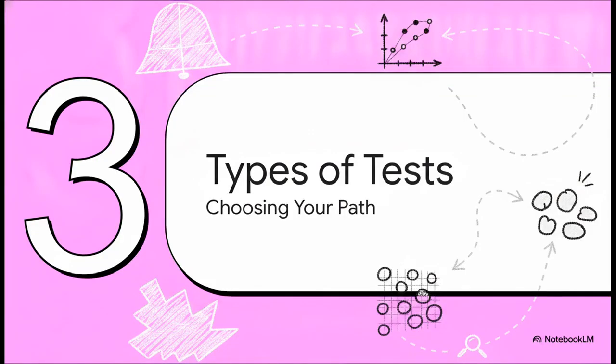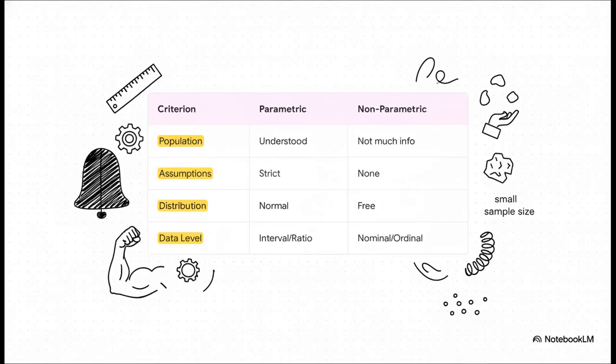Next up, part 3, parametric versus non-parametric tests, choosing your path. Now that we know how to test, we hit a major fork in the road: parametric versus non-parametric tests. Parametric tests are incredibly powerful, but man, they are rigid. They need a normal distribution, that classic bell curve, and they work with continuous, highly measurable data. Non-parametric tests, though, are your flexible, distribution-free alternatives. They're an absolute lifesaver when your data is messy, skewed, relies on simple rankings, or if you're just working with a super small sample size.